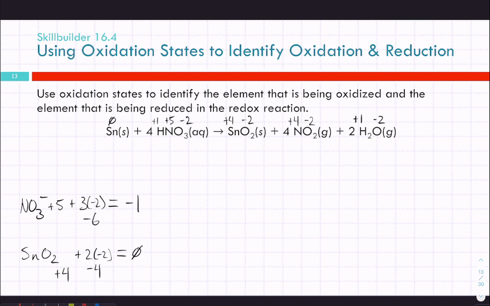Okay. So now what is being oxidized? What is being reduced? Let's start with what's being oxidized. If you compare atom to atom from the left side to the right side, starting with tin, we find that it goes from 0 to +4. So that's a change in oxidation state. We know that's either being oxidized or reduced. And since we're going from 0 to +4, it's being oxidized. Yeah, it's oxidation.